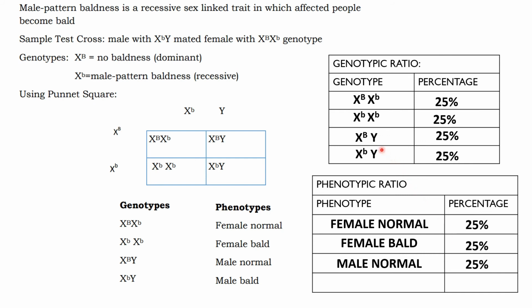And the last genotype is this one. It has X and small letter B and Y. What is the sex of this offspring? That is male, kasi XY. So how can we describe this male? Is it bald or normal? Very good. That is male bald. That makes up the 25% of the offspring.